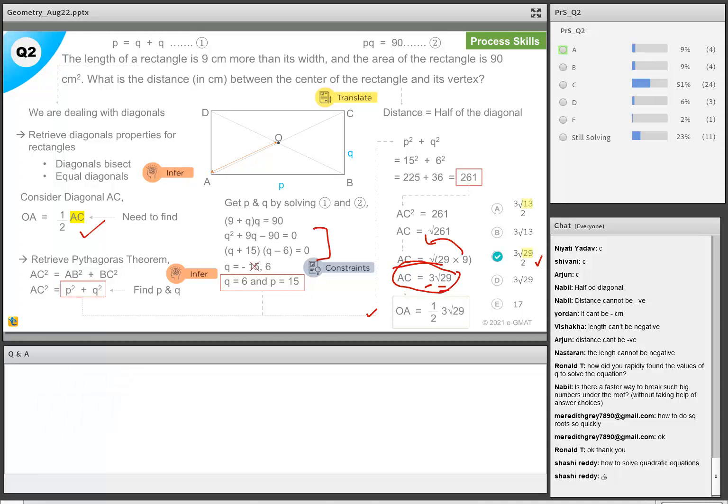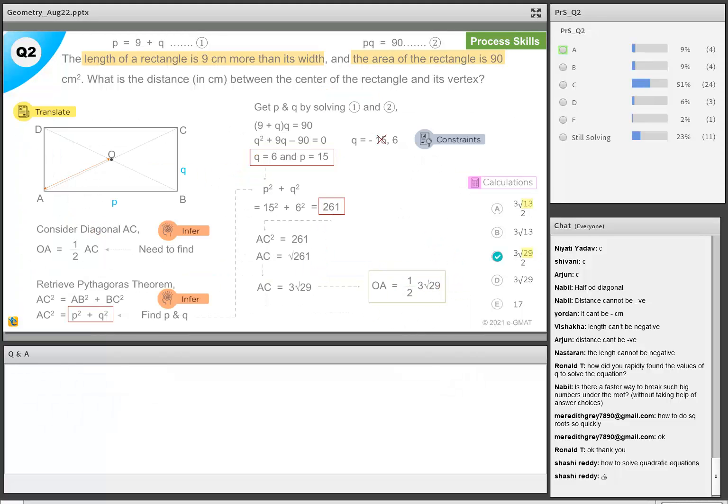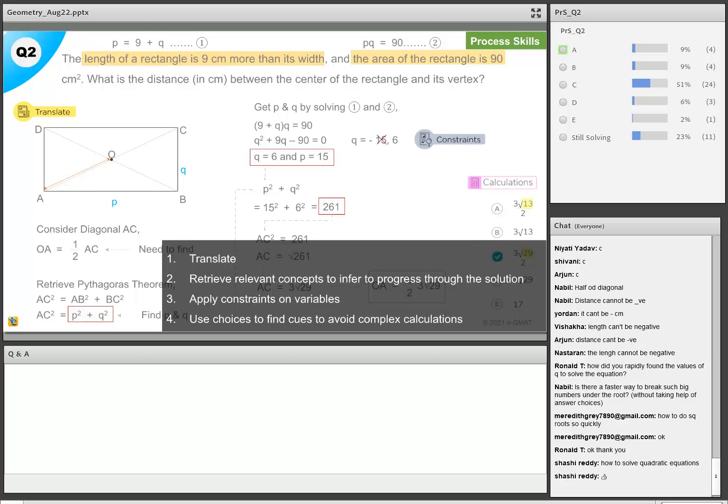Okay, so we have found out the answer for this question. We will now move on to question number 2. But before that, understand, you need to translate. Very, very important thing, right? You need to retrieve important concepts to infer what you can use in the solution. You need to use the constraints that are given in the question implicitly or explicitly, and then obviously please find clues from the option choices to avoid complex calculations.